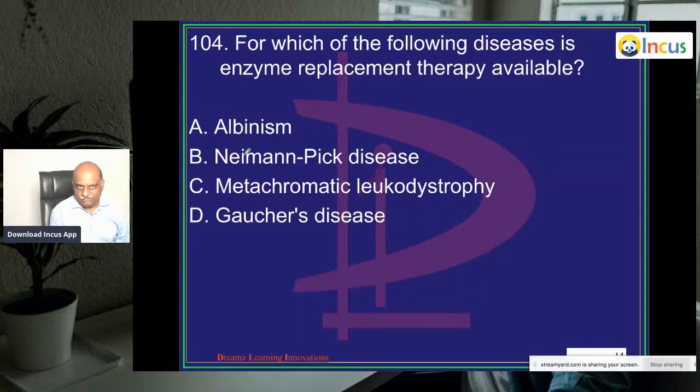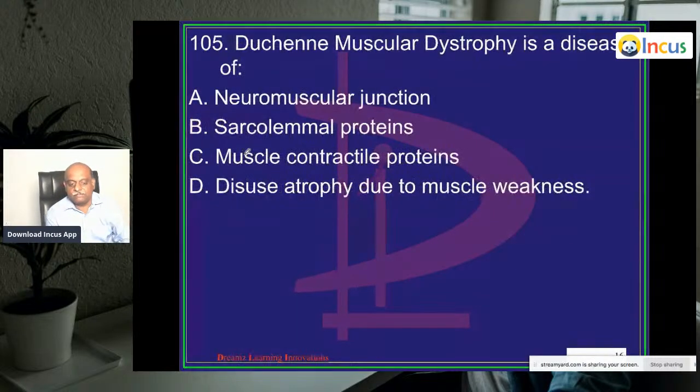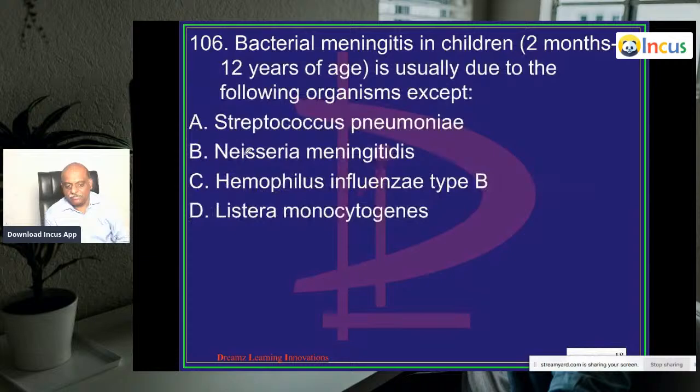Gaucher's disease, there is an enzyme replacement therapy which is available. Duchenne's muscular dystrophy, X-linked inheritance, and what is it a disease of? It is a disease of sarcolemmal proteins, the dystrophin gene.